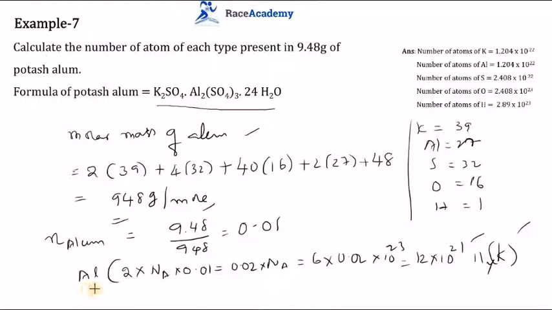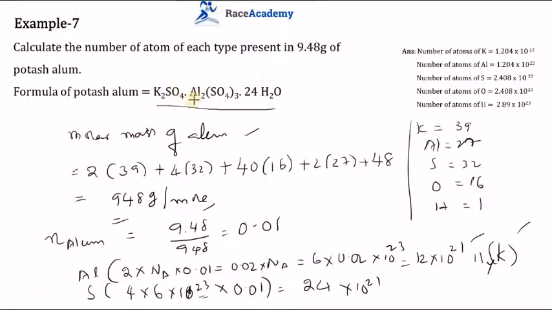Coming to the sulfur case, we have 4 sulfurs. So 4 into Avogadro number, 6 into 10 to the power of 23, into this value 0.01. That is 10 power 21. 6 into 4 is 24 into 10 to the power of 21 atoms of sulfur are present in the 9.4 grams of this alum.